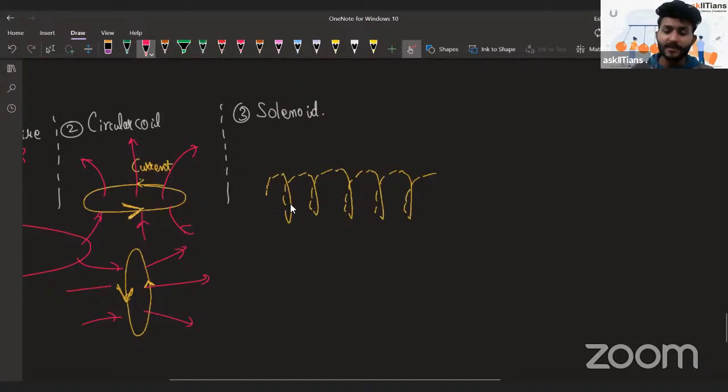Yeah, imagine, just remember, it is like many coils placed side by side. So one is like this, current is going down in this. So what will the magnetic field line look like? Leftward or rightward, guys, in this case?